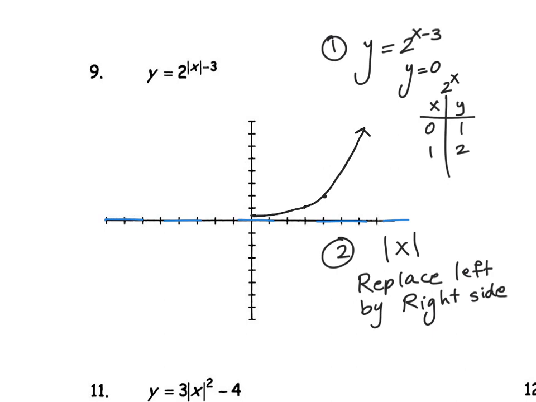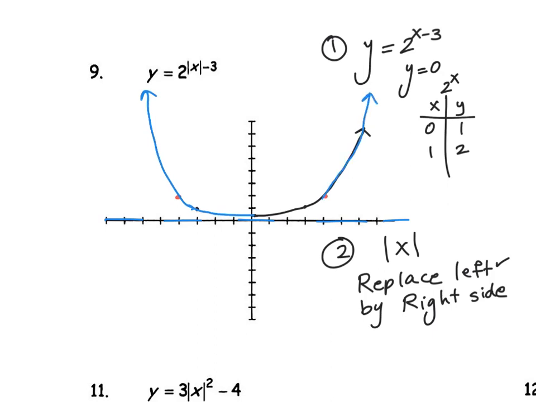Okay, so that's the first thing. I need to replace the left side by a reflection of the right side. So if this is 3, 1, the reflection is going to be negative 3, 1. So let's plot that point. And then if this is 4, 2, the reflection is going to be negative 4, 2. So let's sketch that point. And now let's connect. And that would be a reflection of the right side. So that's how the graph is going to look. Let me make it a little bit more of a reflection.